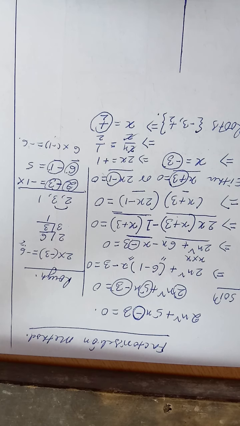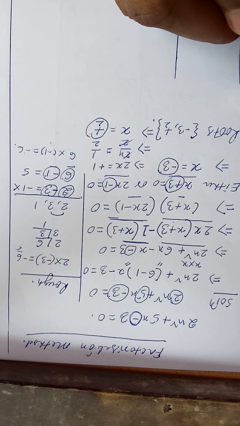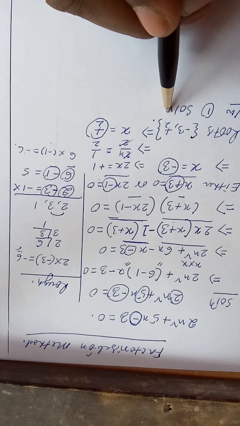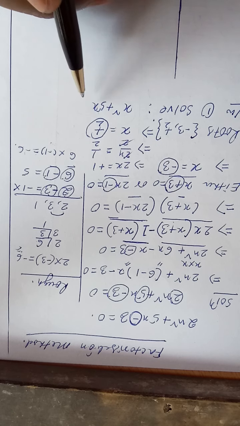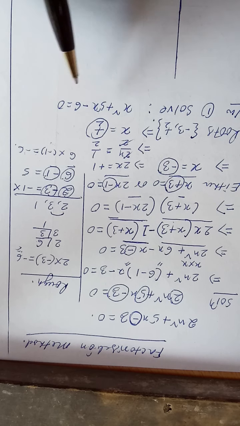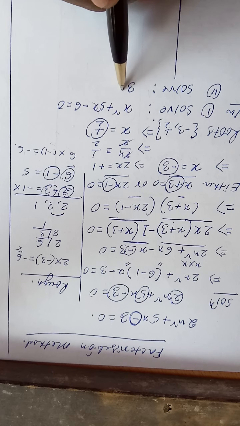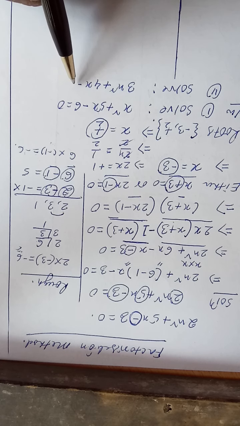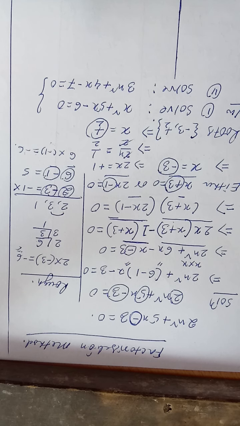Students, if you have understood this maths, then 2 more homeworks I shall give you, just to solve at home. Homework number 1, solve x square plus 5x minus 6 is equal to 0, and number 2, solve 3x square plus 4x minus 7 is equal to 0. These two you try at home by yourself.